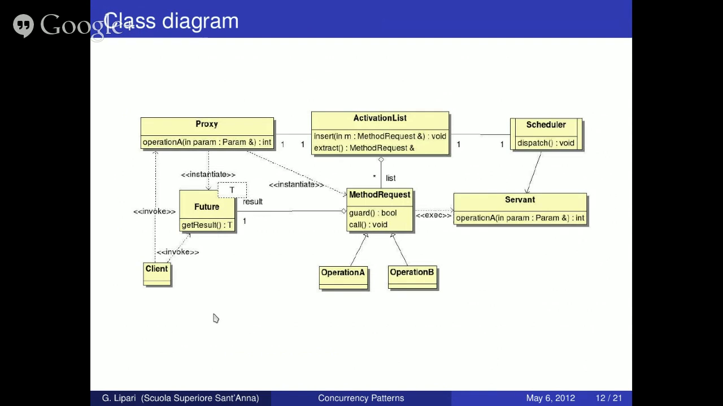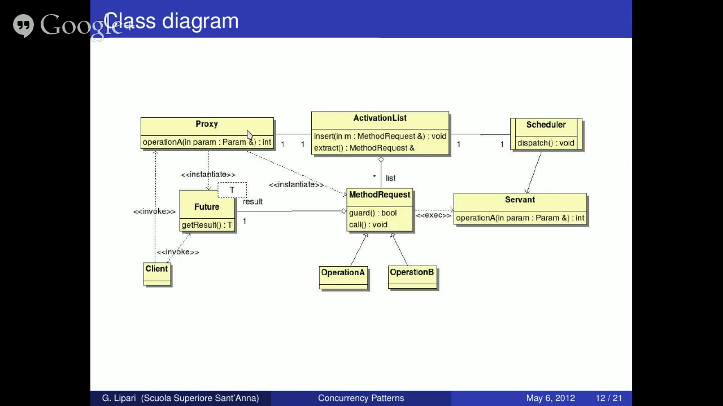So the class diagram is quite complicated. On one side, you have a proxy which implements the operation. So the client will invoke the operation on the proxy, and as a result will obtain a future. Okay? The operation here will just instantiate a method request, which contains, for example, methods for checking if the method can be executed, and then a function call for actually executing this method. And you can have several of these methods implemented.